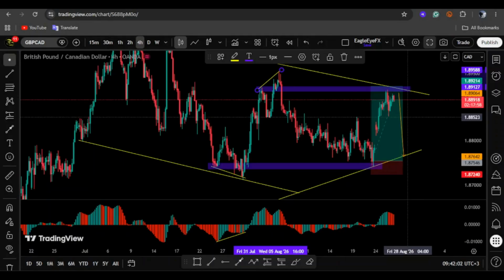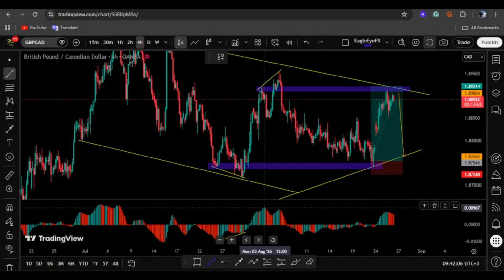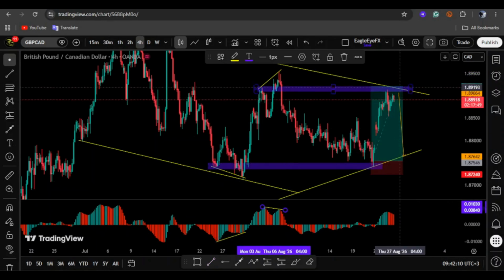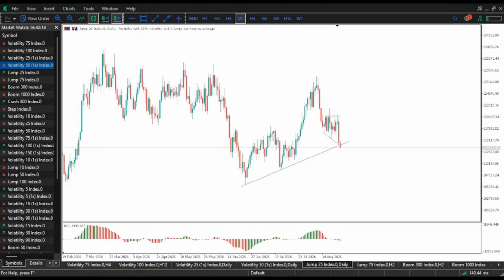So you can see how GBP CAD played out, and you can see this high. Look at this. Even the awesome oscillator is giving us the lower highs. These are very good trades actually that you could trade to the downside. Then there's also this trade here on Jump 75 for those who trade synthetics.